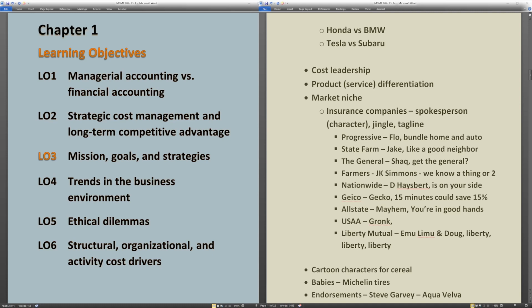Progressive, Flo with her white apron. They don't really have a tagline. They just say bundle home and auto at least a dozen times each ad. State Farm with Jake, like a good neighbor. The General with Shaquille O'Neal, get the General. Farmers, J.K. Simmons.